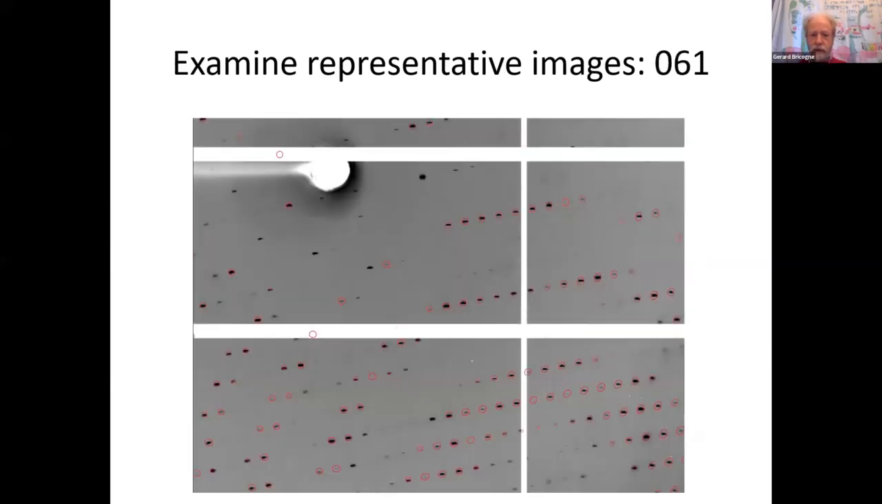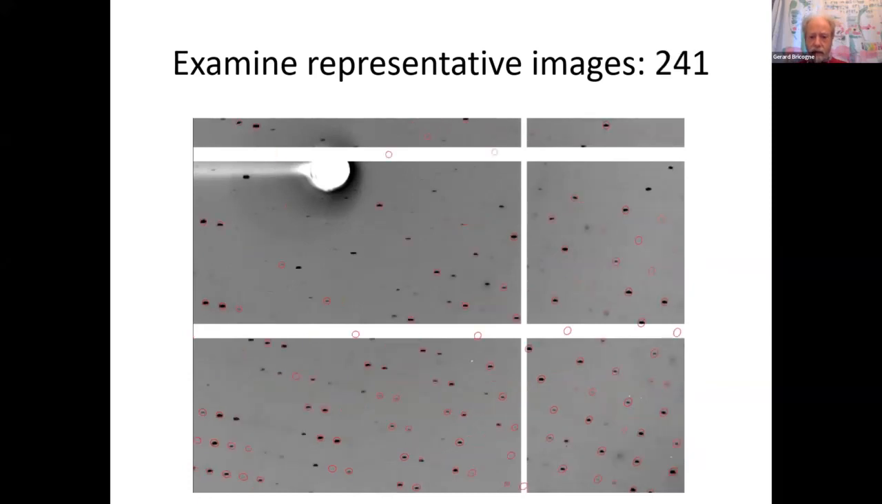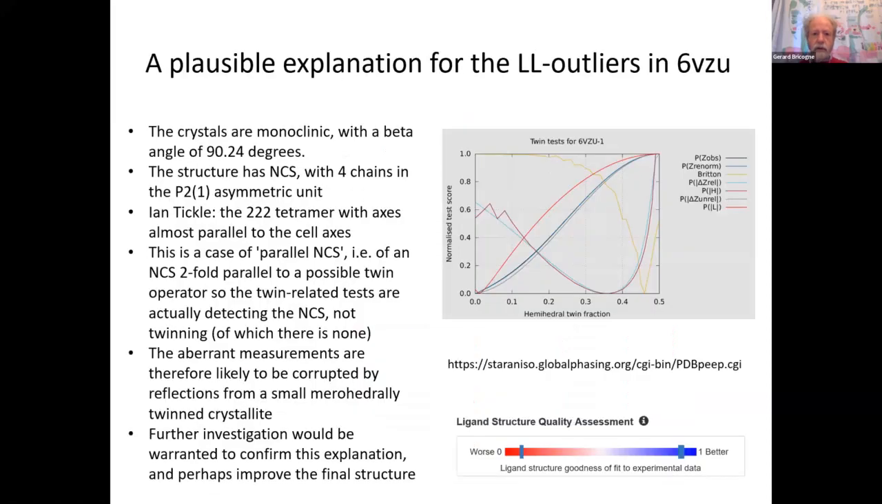On the other hand, if we look at an image in the first peak where there are outliers, we see that it's not so good. There are spots outside where the indexing has been done. There are spots between the lunes of the lattice on which data were indexed. In the other bad area, the same sort of thing. So what to conclude here? Can we at least understand why these outliers are there?